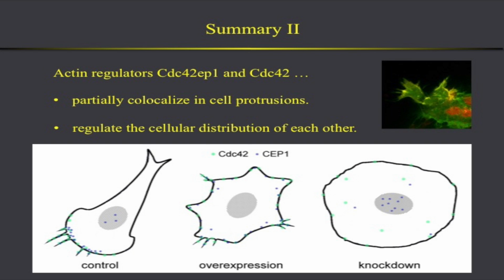When their levels are increased, they are expressed in cell membranes or membrane protrusions all around the cell in multiple locations. And when their levels are reduced, cells don't form many protrusions, and their distributions are basically redistributed, with Cdc42 distributed in a more diffuse manner and CEP1 recruited back to the nucleus.